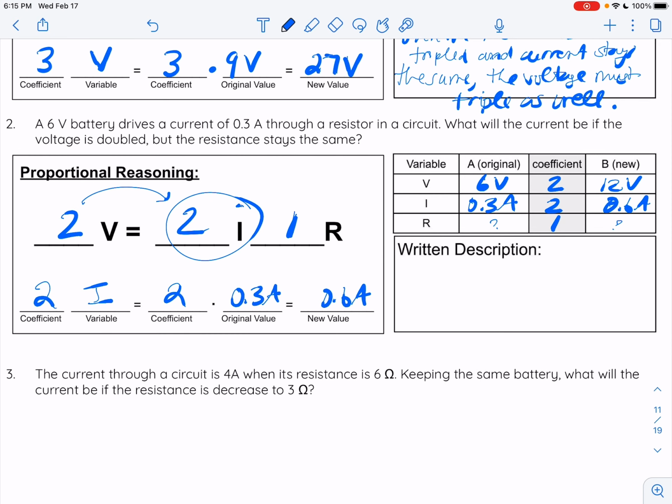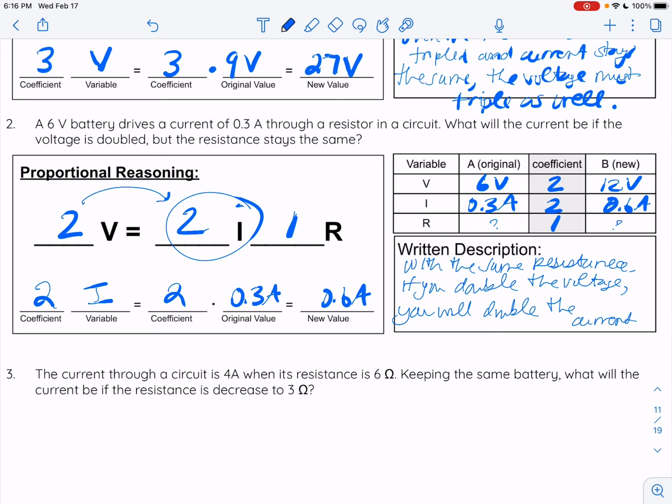So I would say that with the same resistance, if you double the voltage, you will double the current. Which makes sense, right? Because if I double the voltage in the same circuit, I have the same resistance, so it's the same circuit. If I push twice as hard, I'm going to get twice the current.